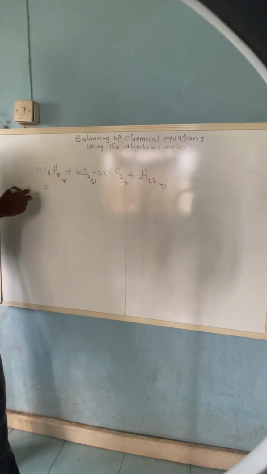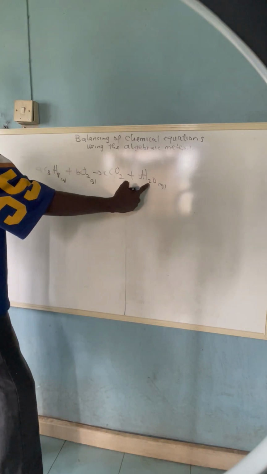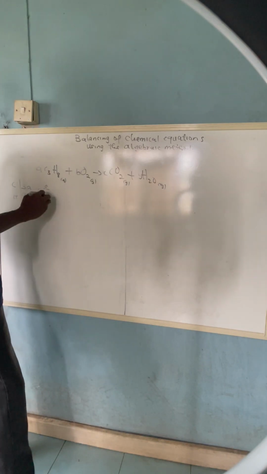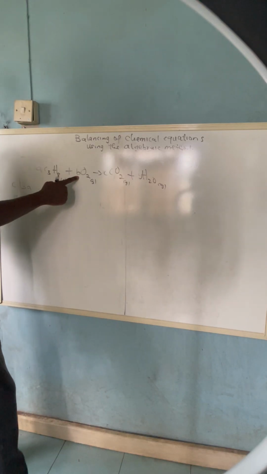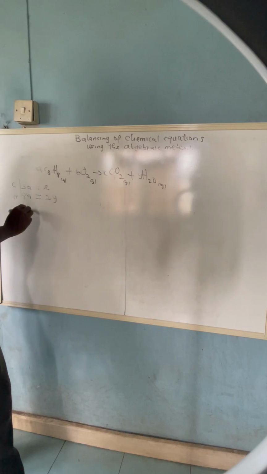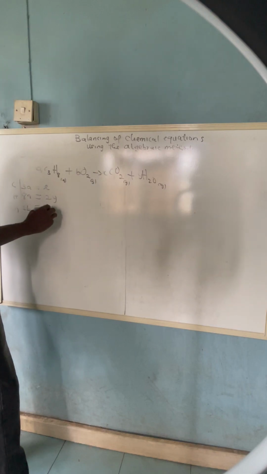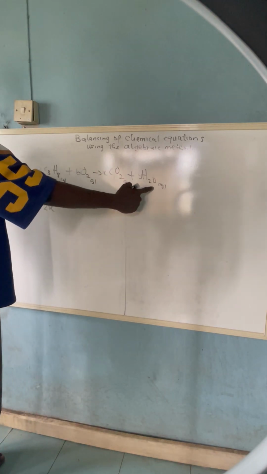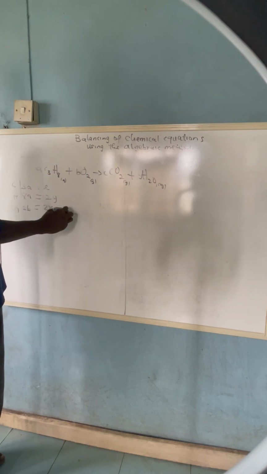Let's go to hydrogen. We have 8 here, and 8 times A will give us 8A, which is equal to, coming here, we have 2 hydrogen atoms times Y, that's 2Y. Then oxygen, which is the last one: 2 times B is 2B, which is now equal to, oxygen is here, 2 times X is 2X. But you notice that we still have oxygen here, one atom of oxygen. So 1 times Y gives us Y, so plus Y.